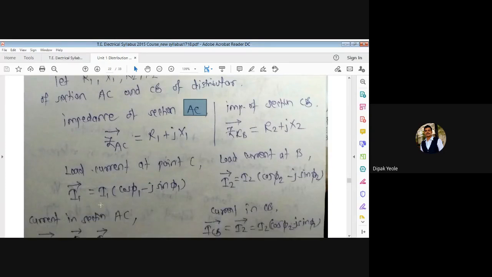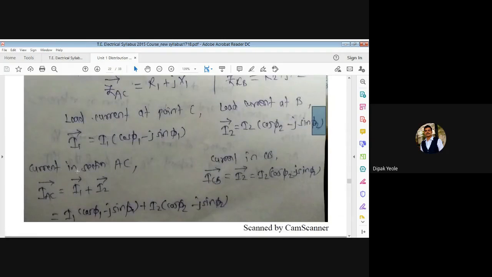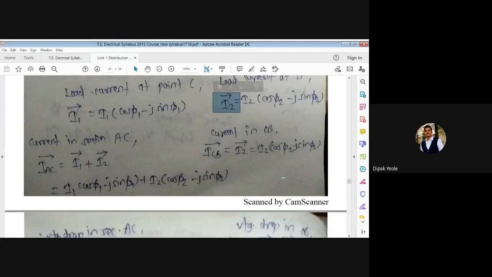And how to write I1? I1 we can write in terms of vector with the combination of cos phi and sin phi. I1 is related to cos phi 1 and sin phi 1, and I2 is related to cos phi 2 and sin phi 2. Now we are interested in the current in section AC, total I1 plus I2. Take the addition of these two. And if we are interested in ICB, ICB is nothing but I2, so that we have to carry.